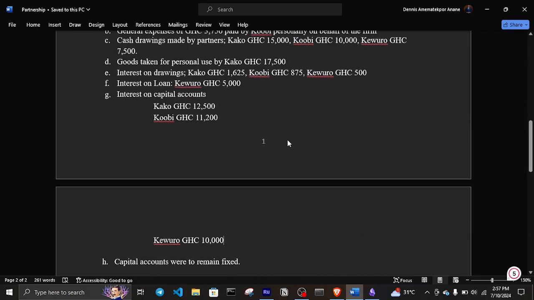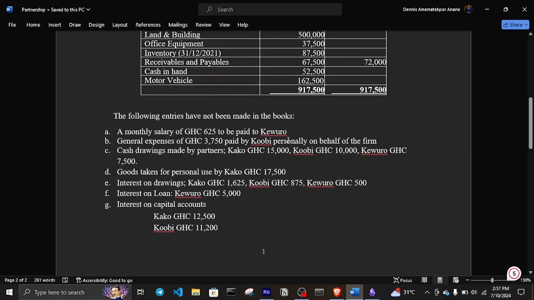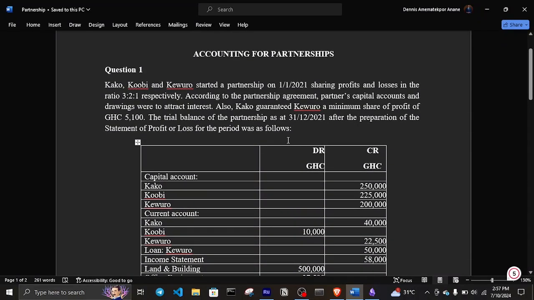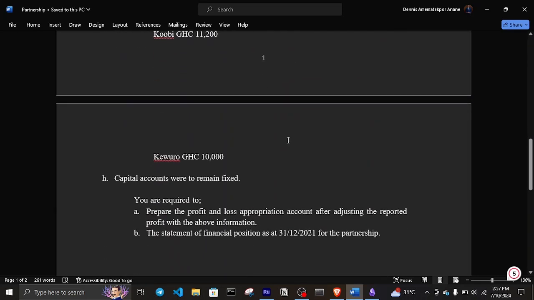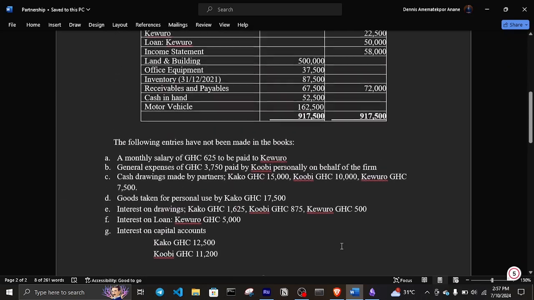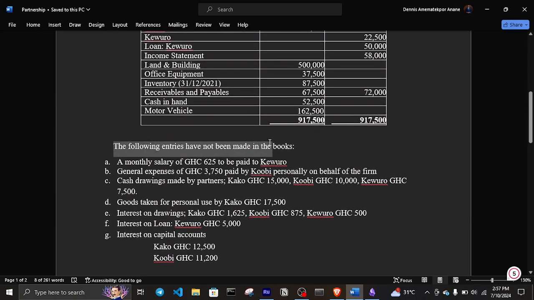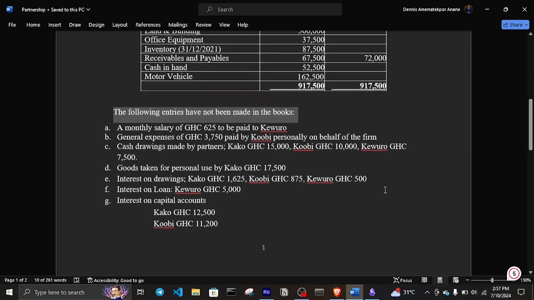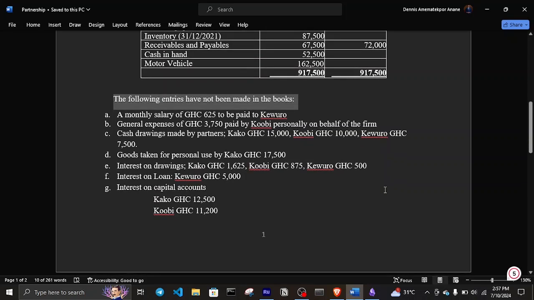But before we can distribute the profit or the loss to the partners, we first have to know the profit or the loss the business made. We have already calculated the adjusted profit from our previous video, and we also have it here. But there are still some entries that have not been made in our books, as stated in our question. So let's start from A. The following entries have not been made in the books.